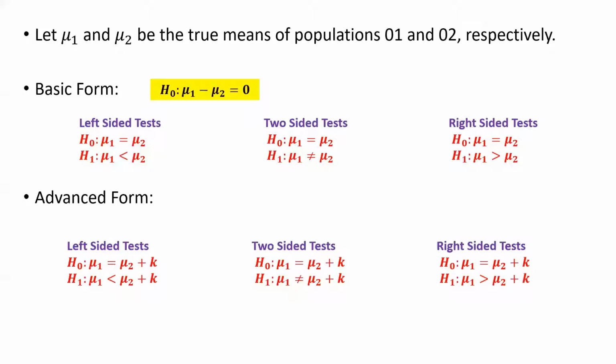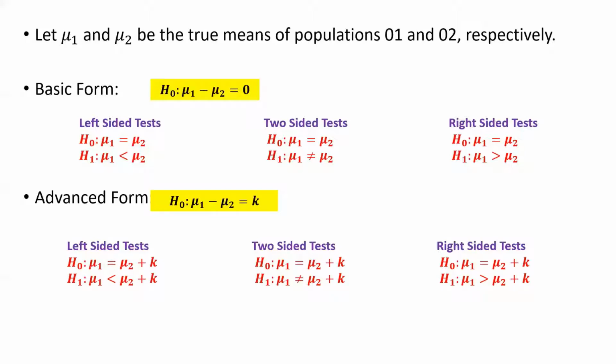In the advanced form, you can see that the null hypothesis H0 can be written as mu1 minus mu2 equals k. Since mu1 minus mu2 is called the hypothesized mean difference, the null hypothesis can be seen as hypothesized mean difference being equal to k. This form of the null hypothesis can be used to test the hypothesis using the confidence interval for the difference of the two means. If k is inside, we accept the null. Otherwise, we reject the null.